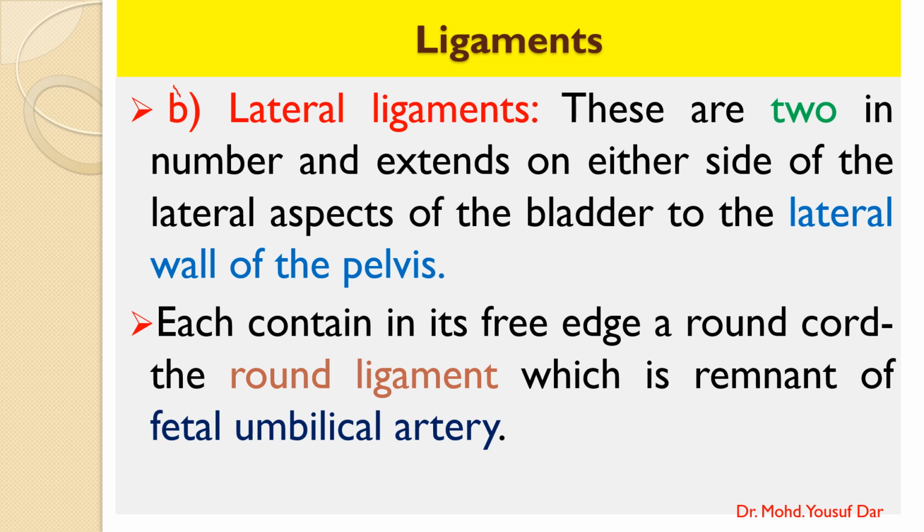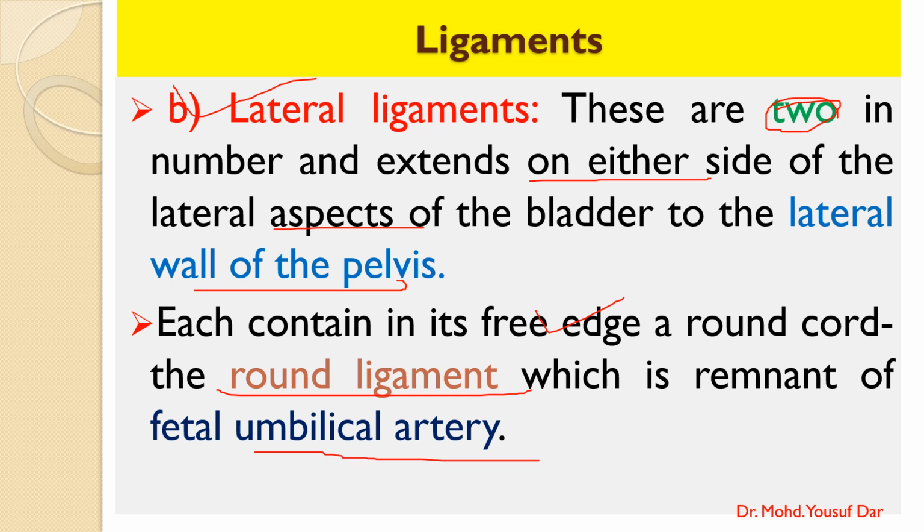Now the another is the lateral ligaments. The lateral ligaments are generally two in number and they extend on either side of the lateral aspect of the urinary bladder to the lateral wall of the pelvis. So each lateral ligament contains in its free edge a round cord-like structure that is known as round ligament. These round ligaments are actually the fetal remnants of the umbilical artery which arise from the internal iliac artery.